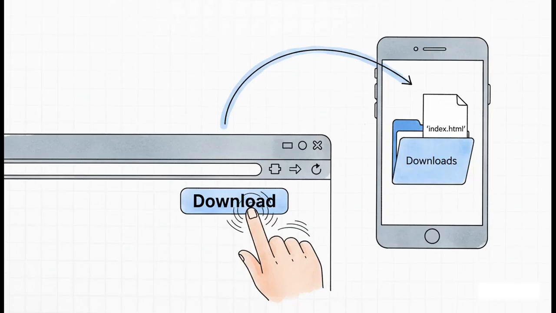And with one tap of that download button, you've done it. You now have a real, legitimate HTML file sitting right there in your phone's Downloads folder. The first big step? It's done. Check it off the list.